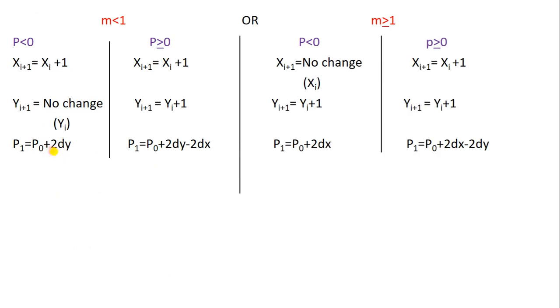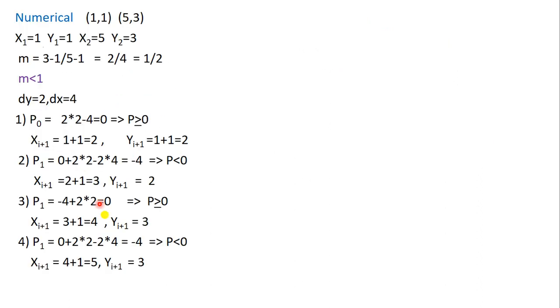So first here, what is here? 2 dy, means first you have to calculate this, after that we have to add up. So 2 2s are 4. 4 is the answer. Minus 4 plus 4 is 0. Okay, now p is equal to 0.